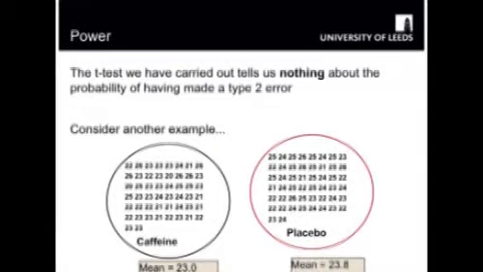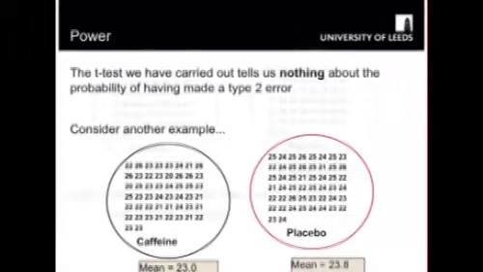Here is another example. This time we've got again two circles, one containing caffeine data and one containing placebo data, but this time we've got 50 cases per circle. So we've got 100 people in our experiment. We've got a great deal more data. You'll also see I've calculated the means again, and the means are much closer. So the mean of the caffeine group is 23, and the mean of the placebo group is 23.8.